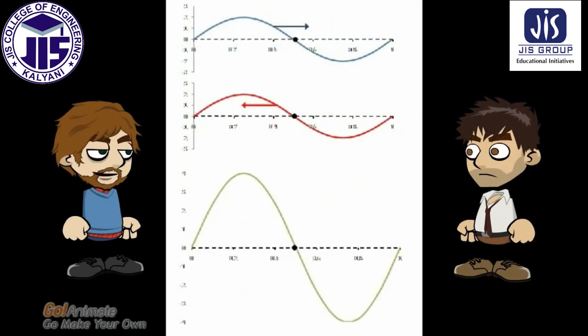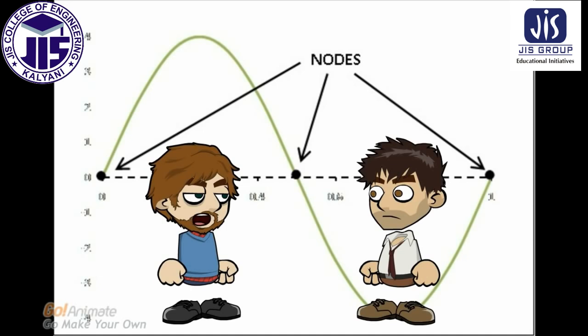The peaks travel up and down on the green wave. Because we can't see them moving left or right, this kind of interference is called a standing wave. The points with no displacement in a standing wave are called nodes. This wave has 3 nodes.